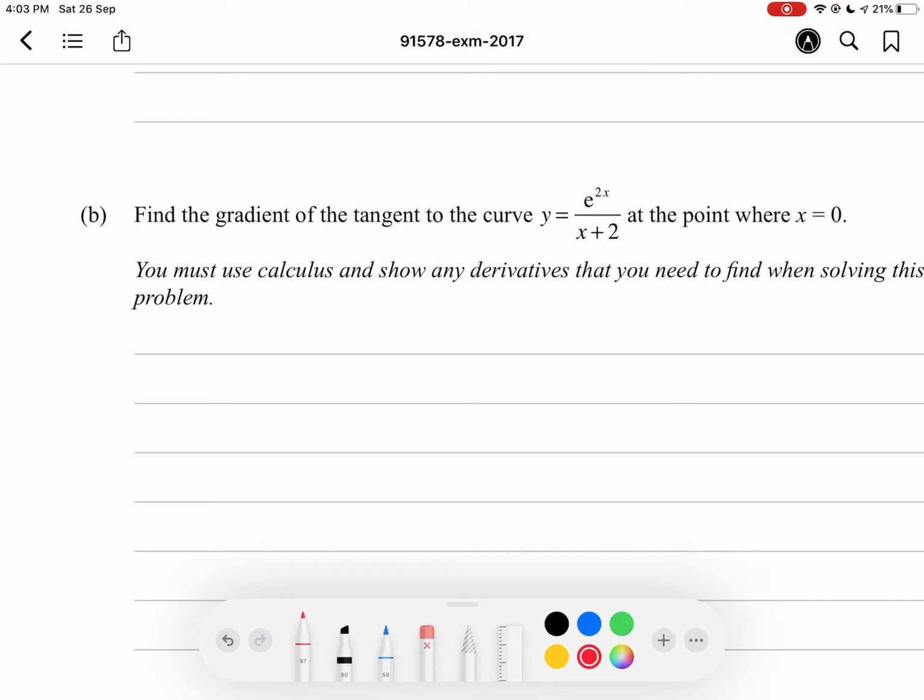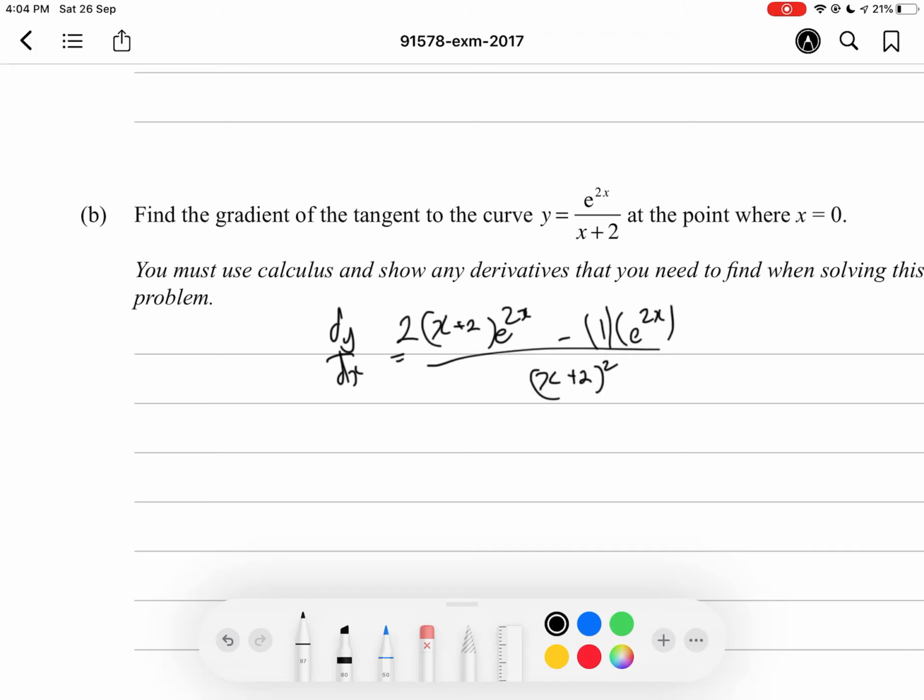So question B, find the gradient of the tangent of the curve y equals e to the power of 2x over x plus 2 at the point where x equals 0. So we can differentiate y equals e to the power of 2x over x plus 2 and substitute 0 to find the gradient at the point. In this case, we can use the quotient rule because we have a function divided by another function. So dy over dx equals x plus 2 times 2 e to the power of 2x minus 1 times e to the power of 2x, all over x plus 2 squared.